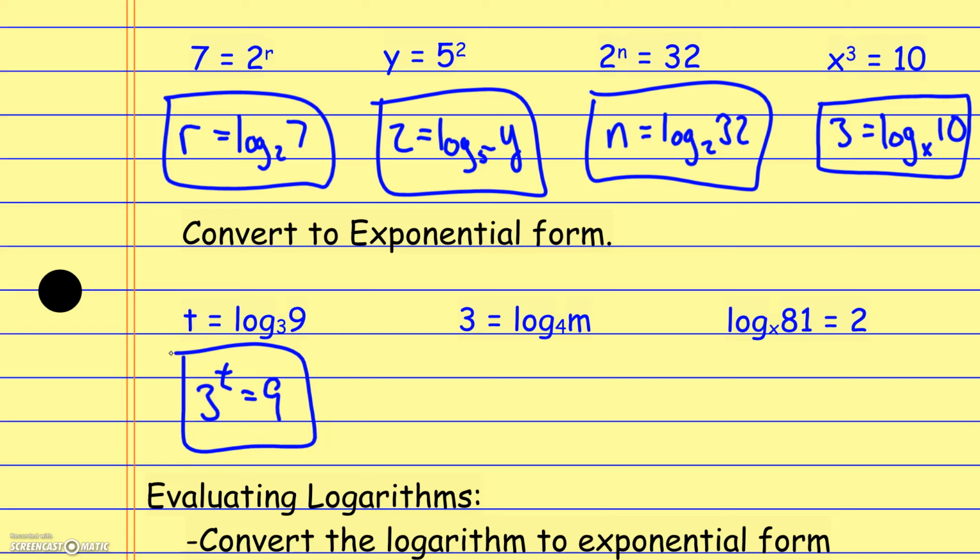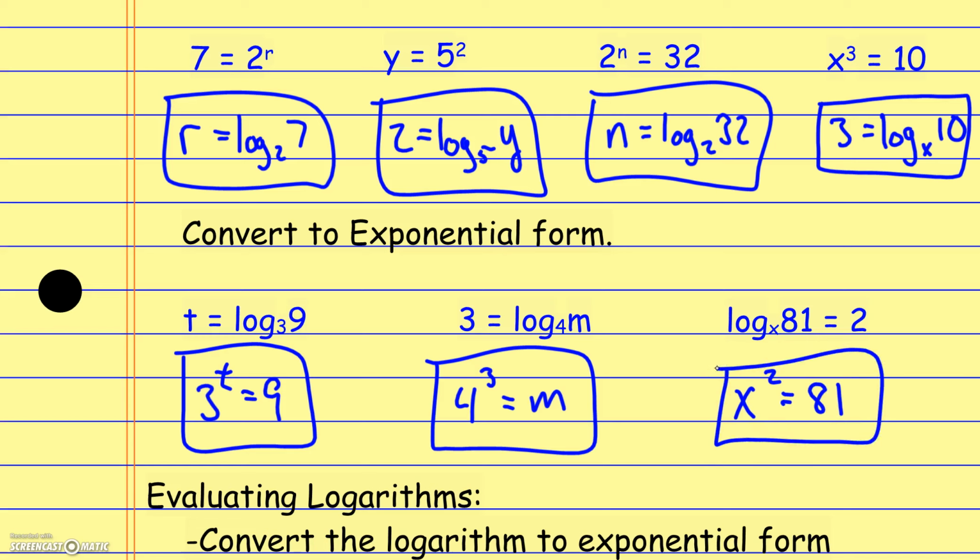Okay? The next one, again, I start with a base. It's going to be 4. The exponent is 3. It's equal to what's inside the logarithm. That's m. And again, the advantage here is I can easily see what m is now if I do 4 to the 3rd power. And then the last one, again, the base is the x. The exponent is what this is equal to. That's the 2. And then this is solved for what's inside the logarithm, so it equals the 81. Okay? And again, I can see what x equals now based on the exponential form.